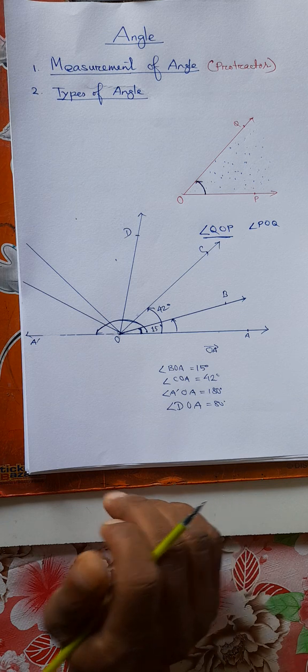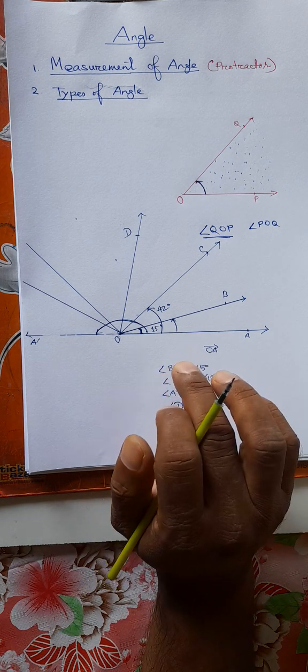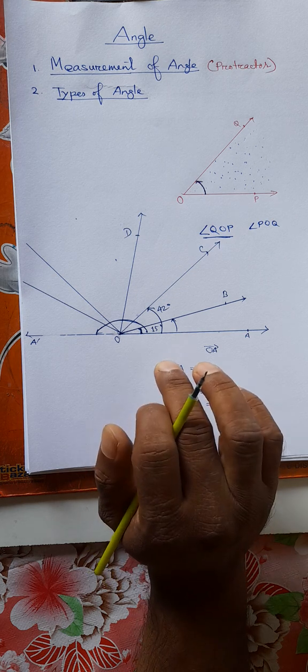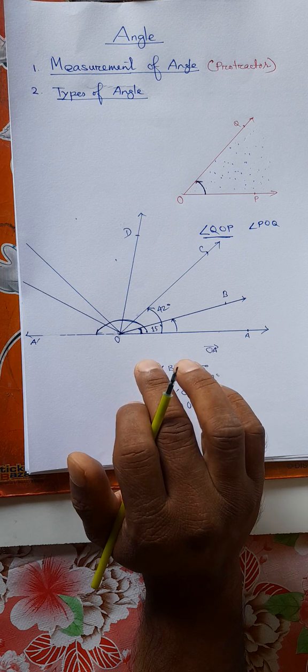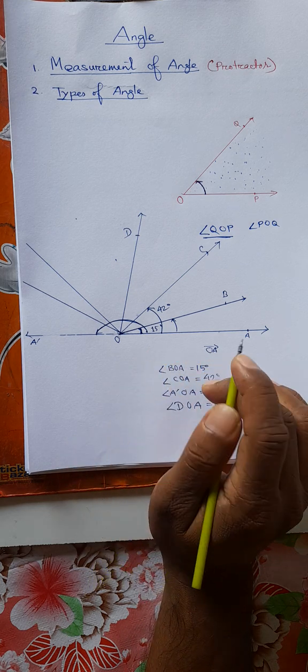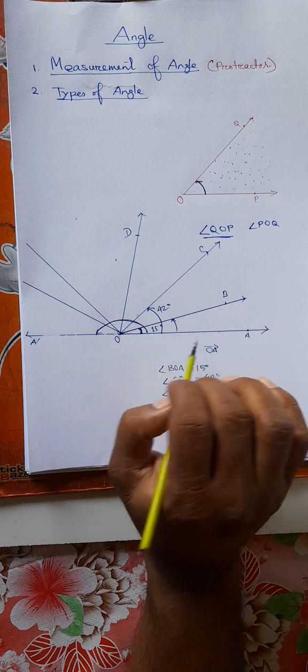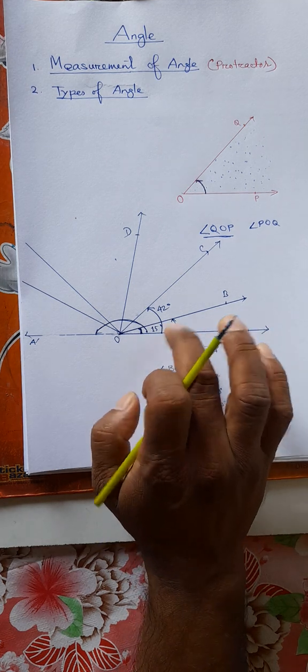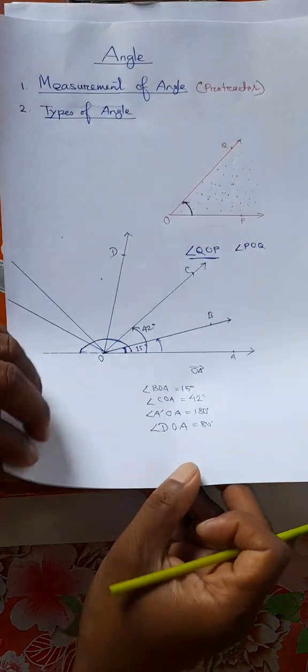So imagine that an angle is formed by rotating a ray from initial position to a final position, keeping the vertex, the initial point of the ray, the same. Then you find the measurement of the angle, that is the corner in between the initial position of the ray and the final position of the ray. Right? Now we will discuss types of angle.